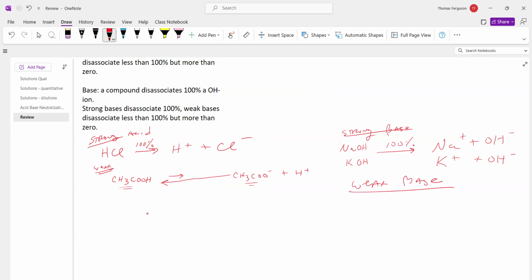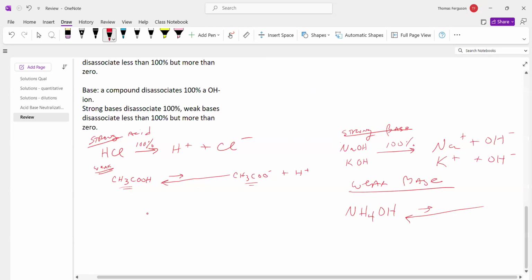A weak base. The most common one is ammonium hydroxide. So when you clean with ammonia, you're not cleaning with ammonia, you're cleaning with ammonium hydroxide. Because when you put NH3, ammonia, in water, it grabs hold of one of the H's off the water and forms ammonium hydroxide. So that's what it's cleaning with. And ammonia products are really great for cleaning greasy things.